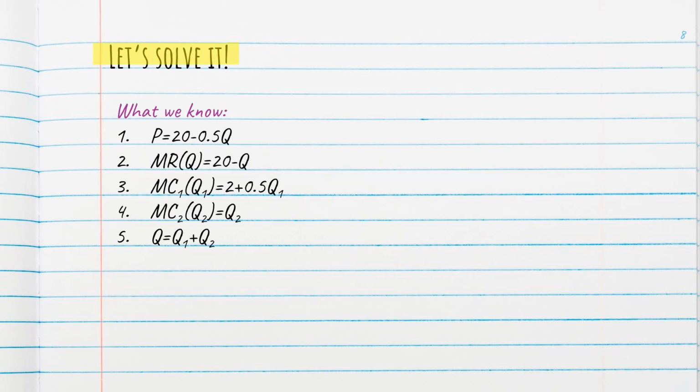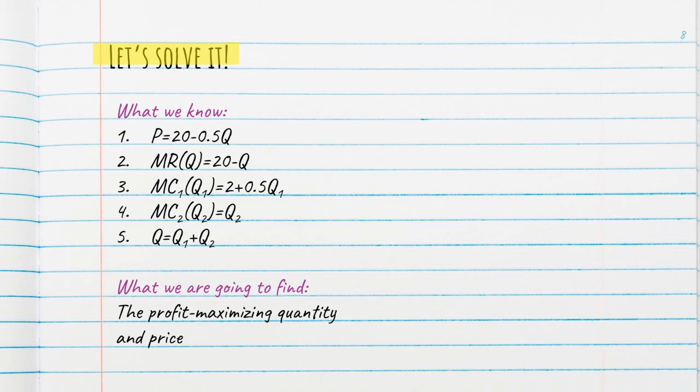So let's solve this question. Here's what we know. We have an inverse demand curve, associated marginal revenue curve, the marginal cost from our two plants, and we have information about the fact that the total output is the sum of production in plant 1 and production in plant 2. The first thing we're going to find is the profit maximizing quantity and price. So we start by making a little plan. We know we need to find the total marginal cost curve, set that equal to marginal revenue to find Q, and then substitute that Q into the inverse demand curve to find price.